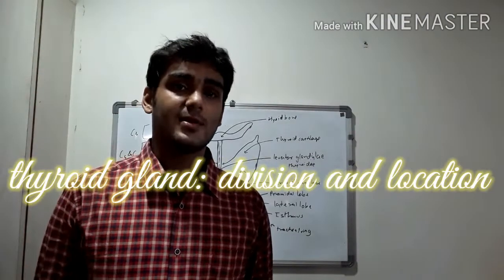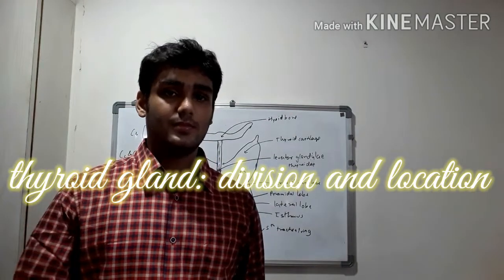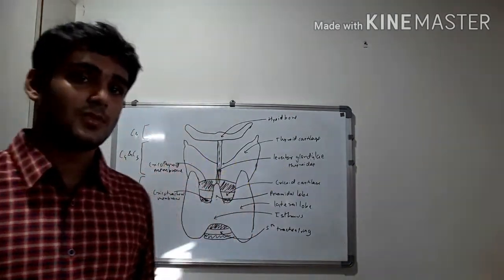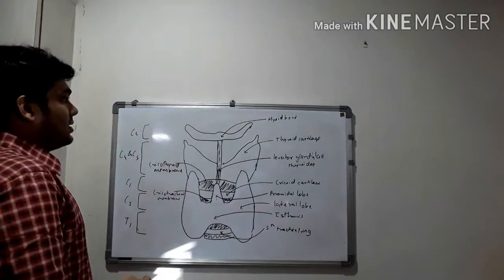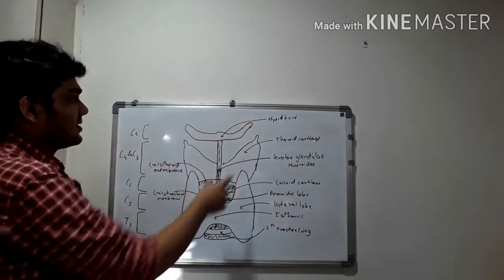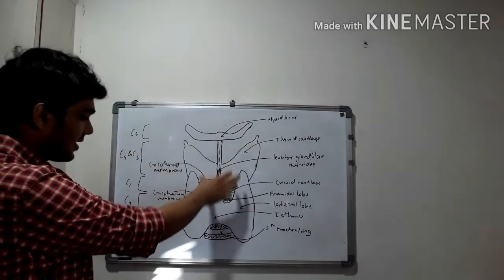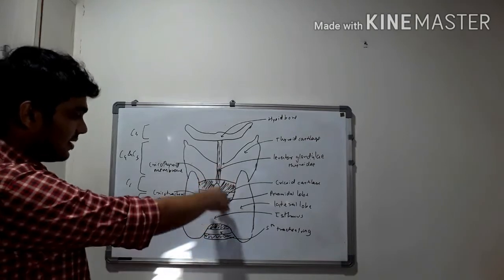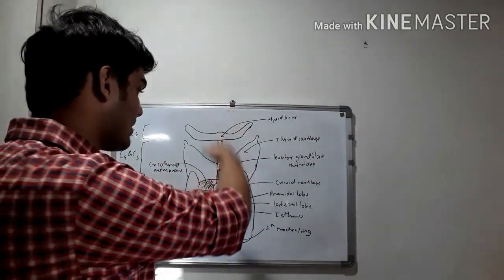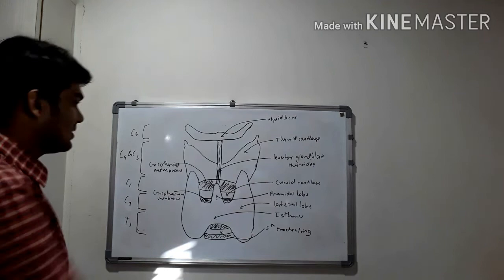So now let's understand the parts and the location of the thyroid gland. So this is the thyroid gland. Here is our hyoid bone. This is the thyroid cartilage, and here is the trachea. And behind the gland there are certain tracheal rings. This is the cricoid cartilage.